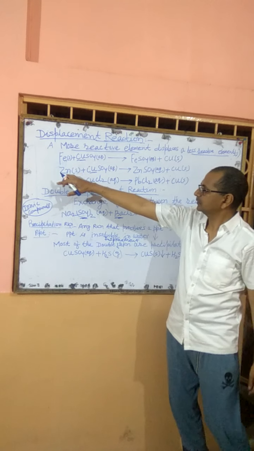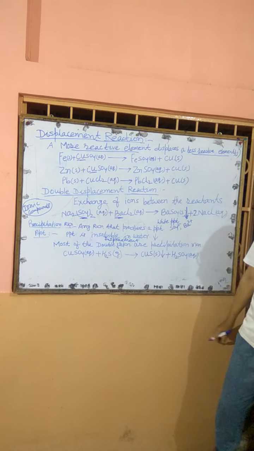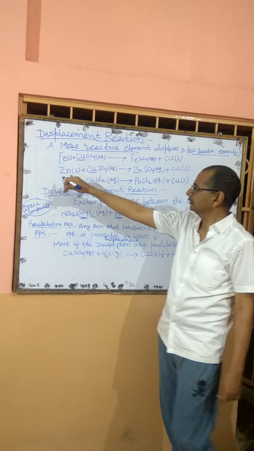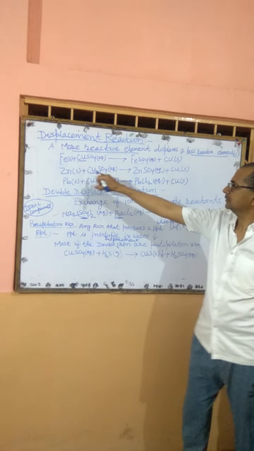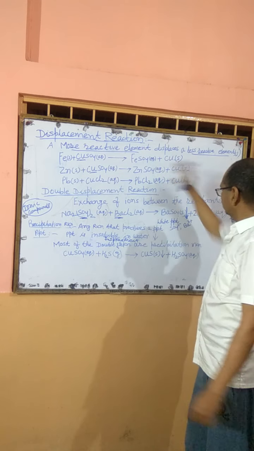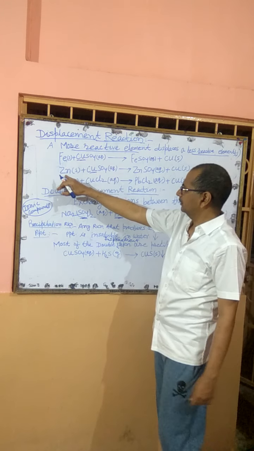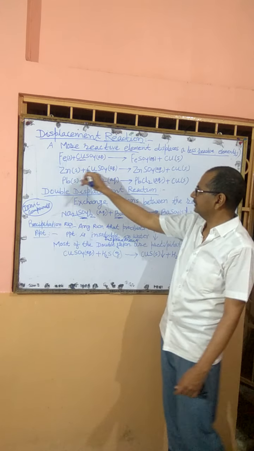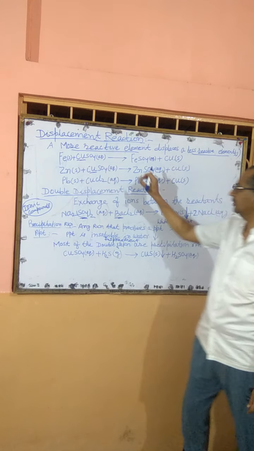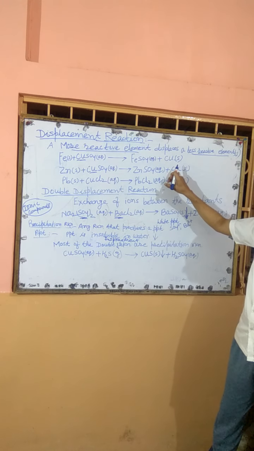In the same way, zinc plus copper sulfate gives zinc sulfate and copper. In this, zinc is more reactive and copper is less reactive. So copper is displaced. Zinc displaces copper. Zinc takes the place of copper. So it becomes zinc sulfate and copper.